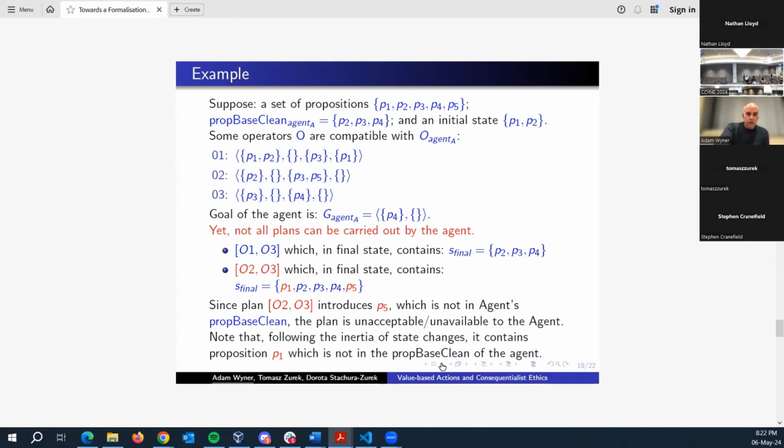And you also note that the final state given inertia contains P1, which is also not in the agent's prop base clean. So there are two aspects in which the final state that we achieve is not compatible with the agent's value profile, but they want to achieve relative to their values. Next slide, please.